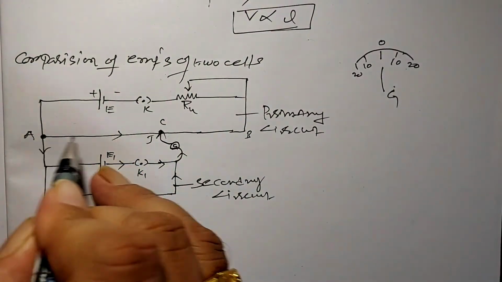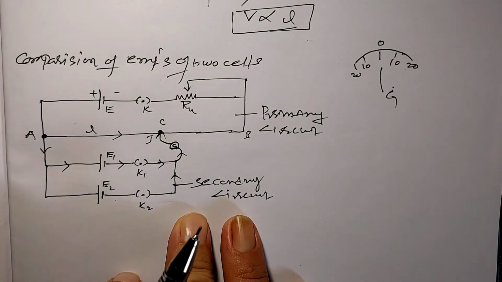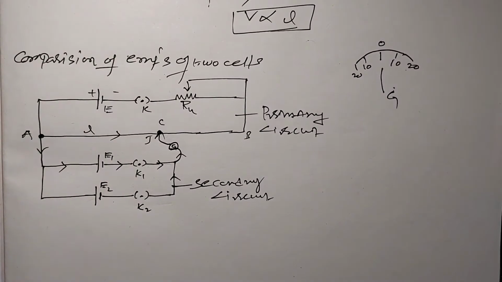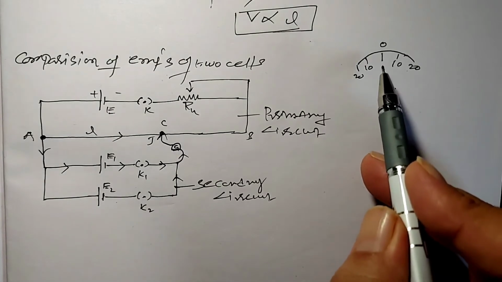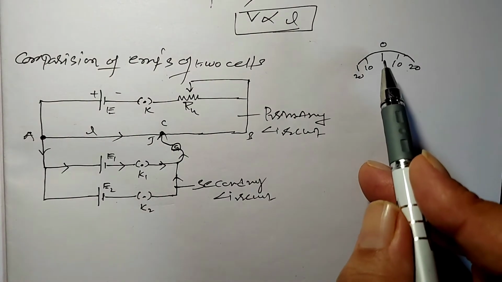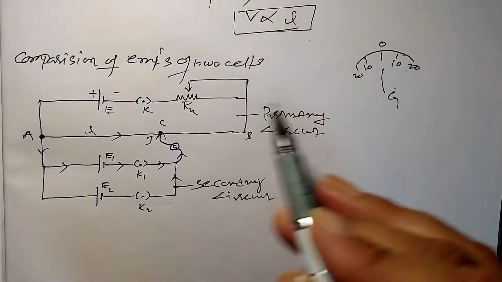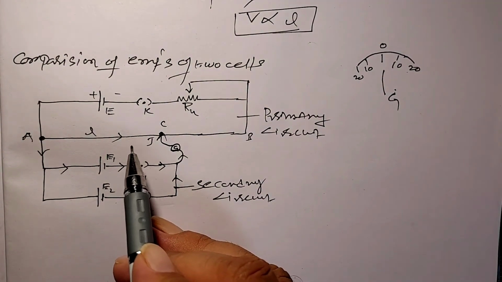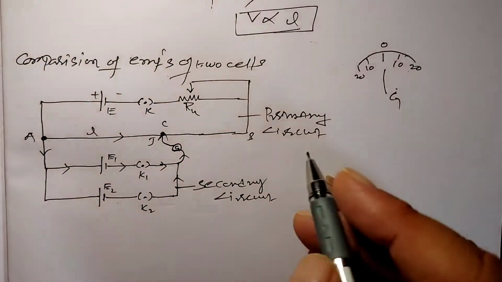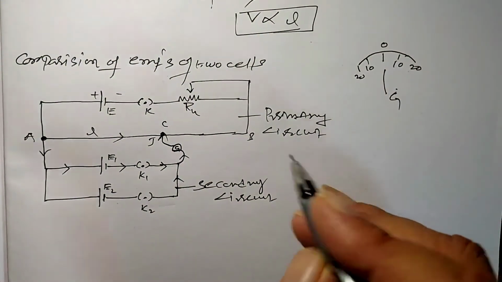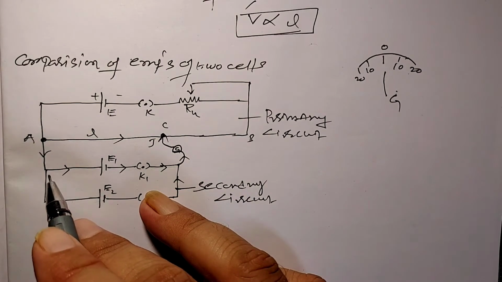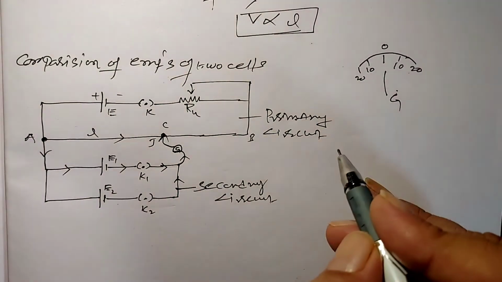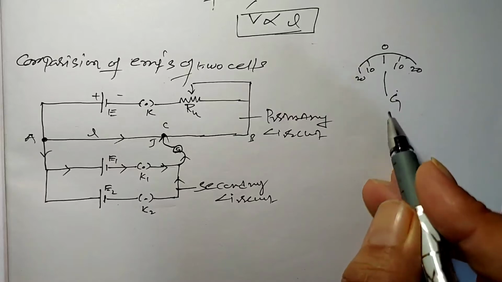That means here this length is called the balancing length. Balance means what? At what particular length the current in the galvanometer balances, it is located exactly at the center 0. That particular length on the wire is called the balancing length. In this case, the potential difference between the 2 points A and C is balanced by the EMF of the first cell. So that's why the current in the galvanometer becomes 0.